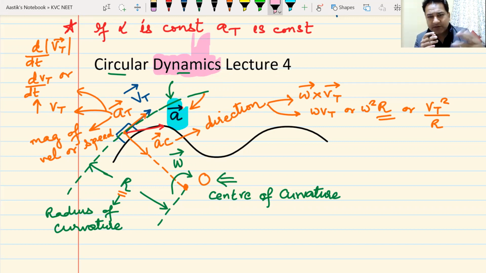And basically what we are going to study in dynamics, whether it is circular dynamics or linear dynamics or rotational dynamics, whatever, is the cause of motion. What is causing this motion? So basically what we are going to study is the concept of force. Dynamics means basically force. We are going to study force. What is causing this motion?